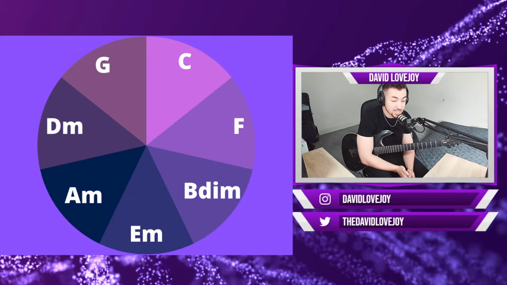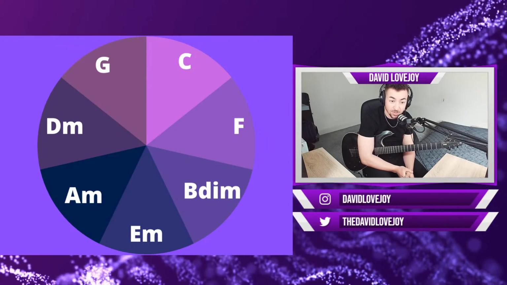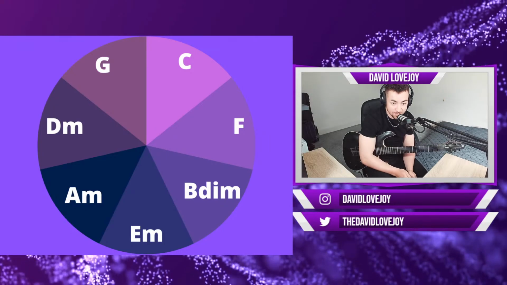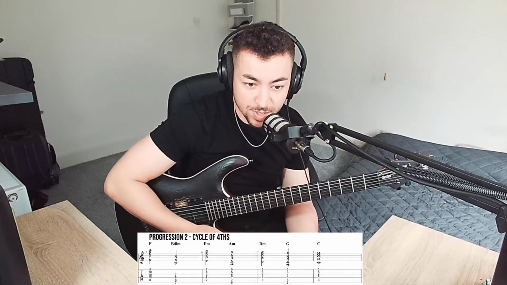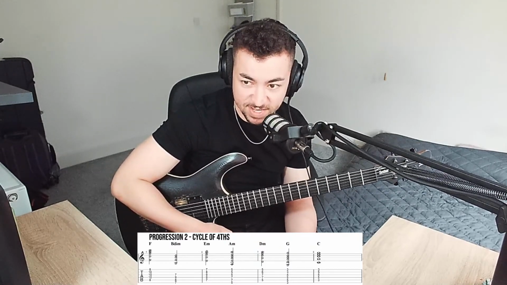What I did is I created a chord progression where I started on F, and I just went around the entire cycle of fourths to get back to C, all right? So let's take a listen to that. Here's the chord progression. We're playing F, B diminished, E minor, A minor, D minor, G, and C.